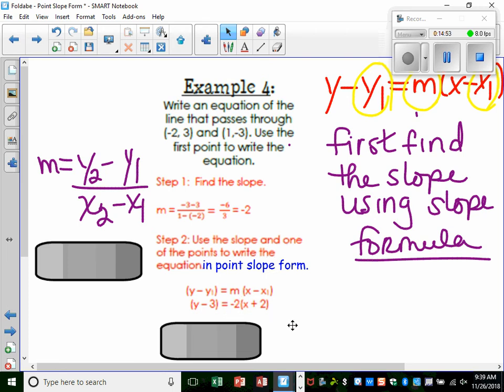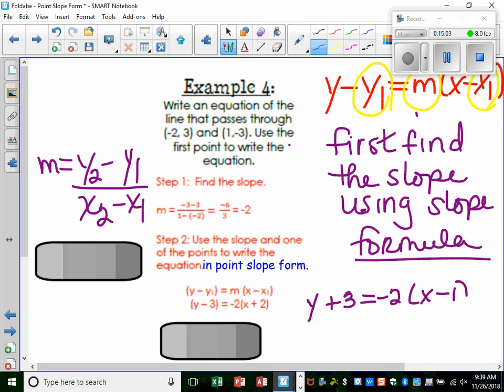Now, if I do the other point, I'm going to have y plus 3 equals -2 times (x minus 1). So that would be for the point (1, -3). Okay, any questions on that?